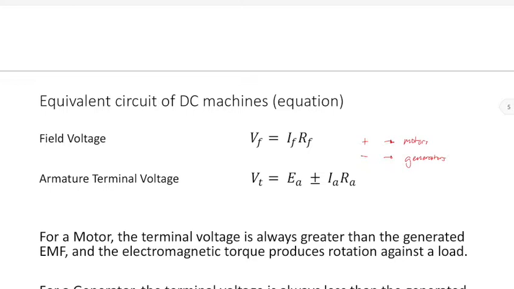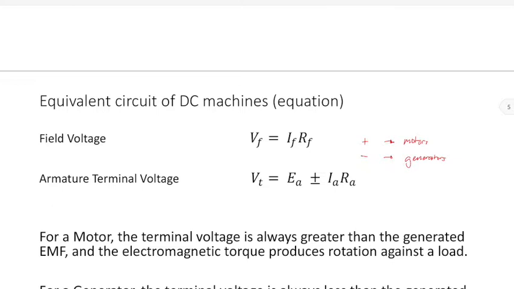So, as explained, for a motor, the terminal voltage is always greater than the generated EMF, or the back EMF that we tackled in the previous lessons. And the electromagnetic torque produces rotation against the load. So it somewhat opposes the load. That is why the terminal voltage is always greater than the generated EMF, or back EMF, in the case of motors. Now, for a generator, the terminal voltage is always less than the generated EMF, and the electromagnetic torque opposes that applied to the shaft by the prime mover.